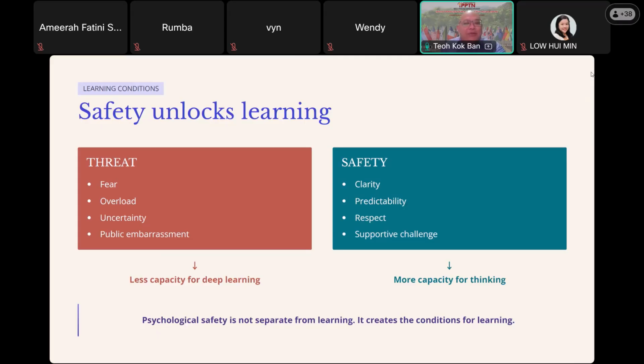So when students experience fear, overload, uncertainty, or public embarrassment, a large amount of their attention is being used to manage that threat. Usually they know, because at that age they have already gone through a lot, they know they are different. And every day, from the moment they open their eyes, they are aware that people are looking at them, judging them, discussing them. They need to manage this kind of stress and threat with a high energy level.